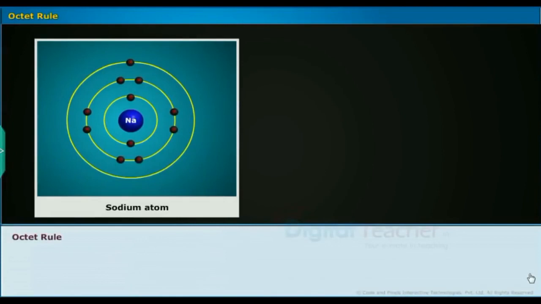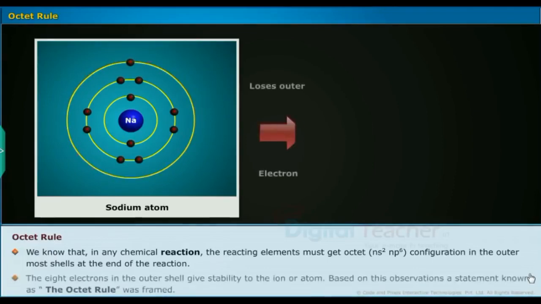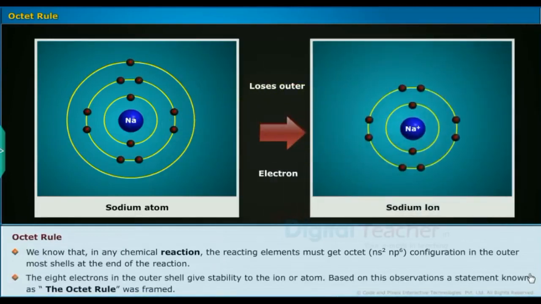Now, let us learn about the octet rule in detail. We know that in any chemical reaction, the reacting elements must get octet configuration, that is ns2 np6, in the outermost shells at the end of the reaction. The 8 electrons in the outer shell give stability to the ion or atom. Based on this observation, a statement known as the octet rule was framed.